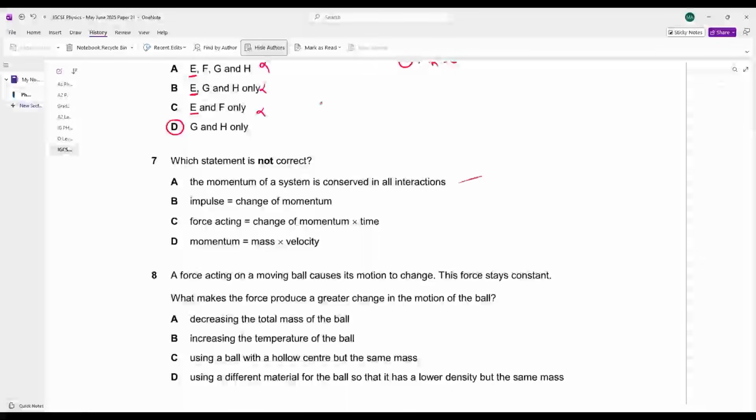Which statement is not correct? The momentum remains conserved. Okay. The impulse is equals to the change in momentum. That is also okay. C is incorrect. Force is not equal to change in momentum into time. Force किसके equal होता है? Change in momentum divided by change in time.